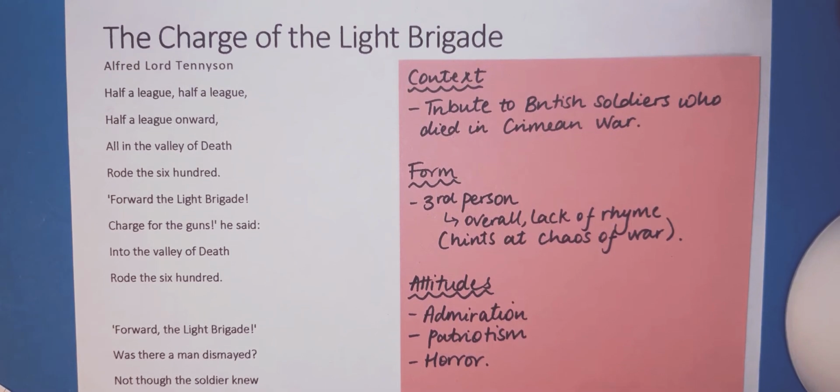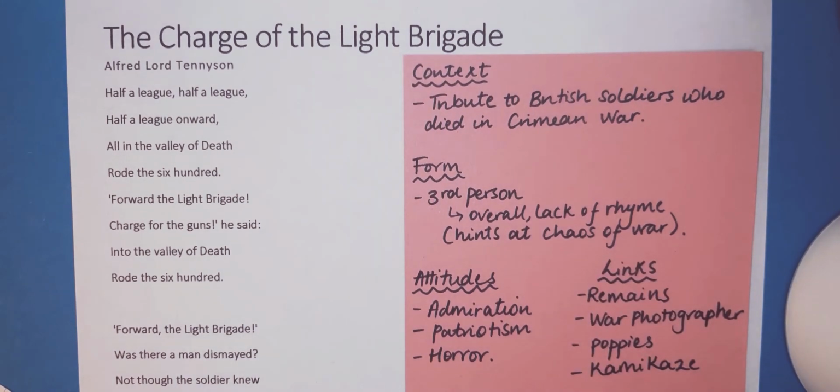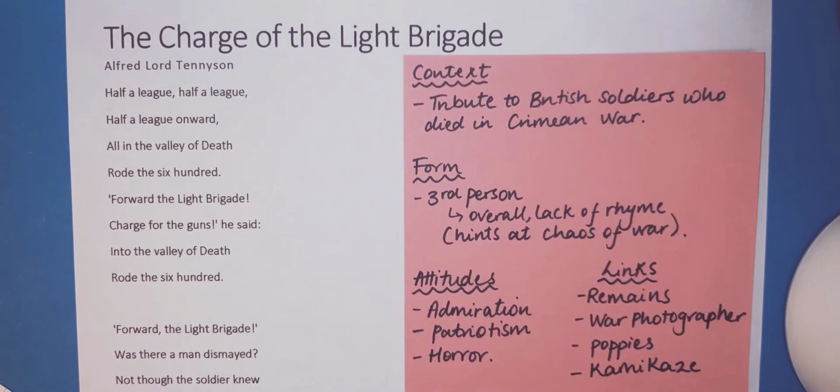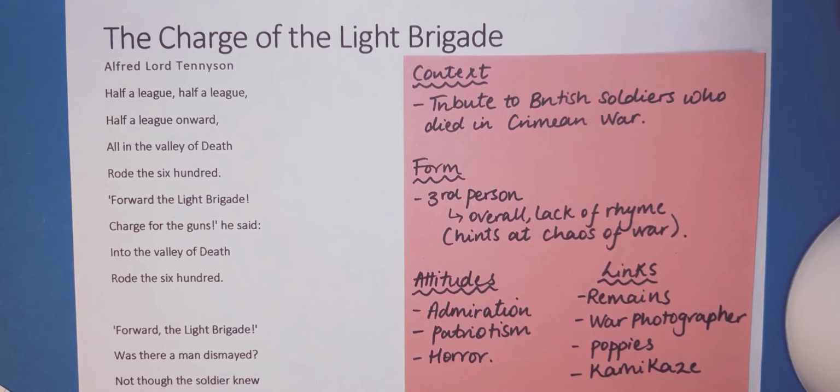And the final thing we look at is a link to other poems. So here is a list of the potential poems you can link to. We know that this poem is about war, and the best ones to link Charge of the Light Brigade with are Remains, War Photographer, Poppies, and Kamikaze. Now remember, you can always link to any poem, but it all depends on what the question is asking you. So in terms of war, we can link all these poems.